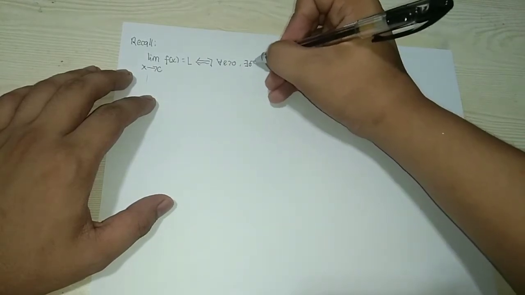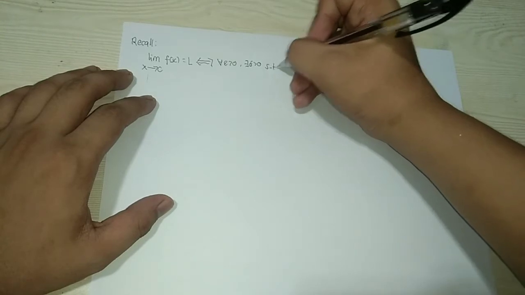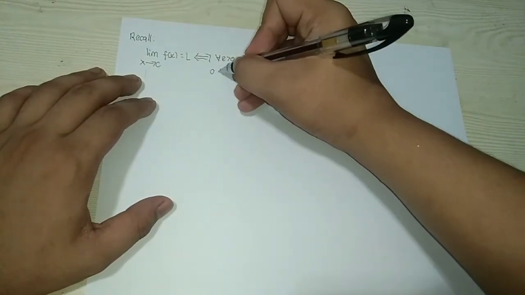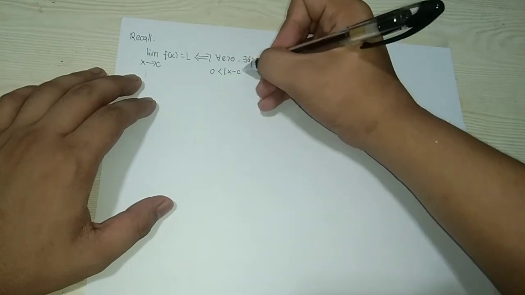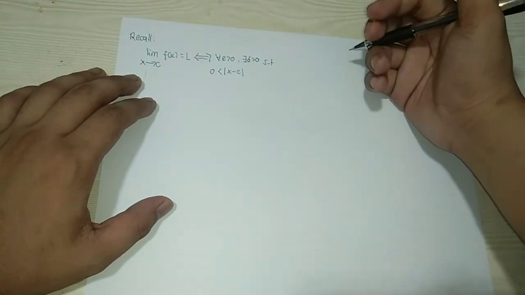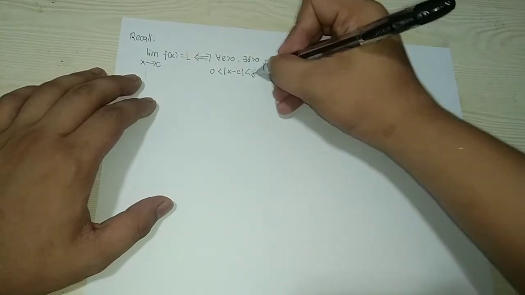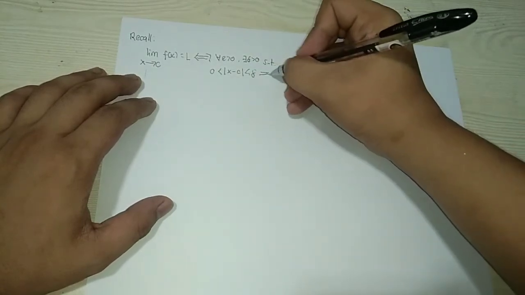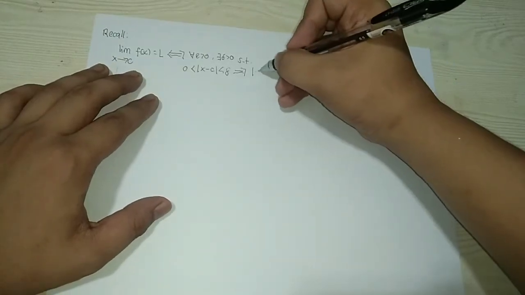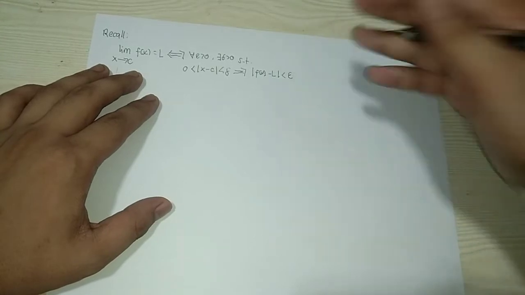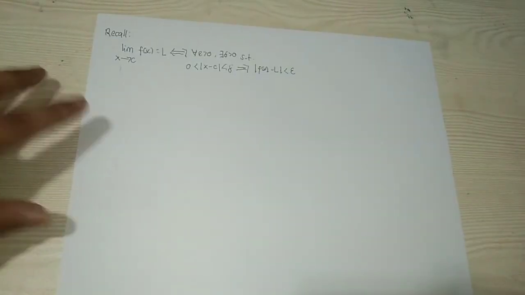must exist a positive delta such that 0 less than, or the distance between x and c must be greater than 0 or must be positive but less than delta, implies the distance of f of x and L is less than epsilon or as small as possible. Okay?